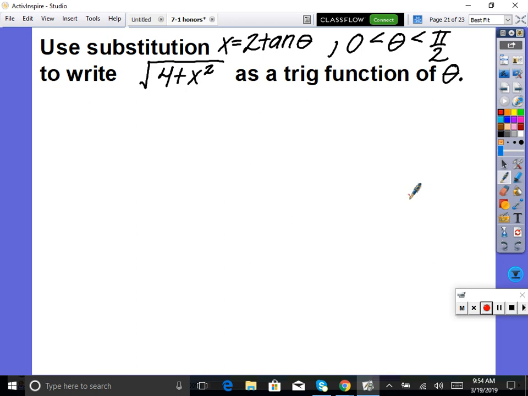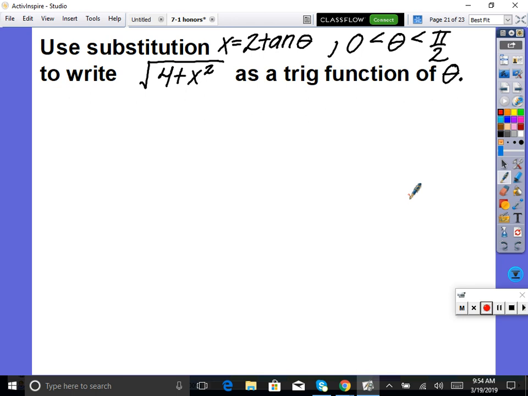Okay, let's read this problem here. We're actually almost done with the lesson. It says, use substitution for x equals 2 tangent of theta, where theta is between 0 and pi halves, to write the square root of 4 plus x squared as a trig function of theta. So it literally tells us, use substitution to write this instead as a function of theta.